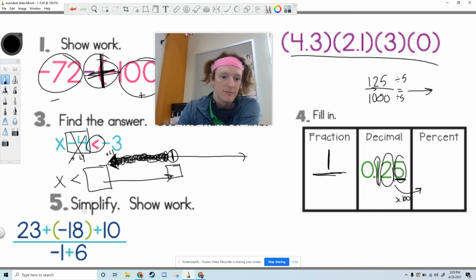denominator here. Number 5, simplify and show our work. In the numerator, we've got 3 things that we can combine. 23 and 10 are positive, and we have a negative 18 to go with that. In the bottom, we have 6 and negative 1.